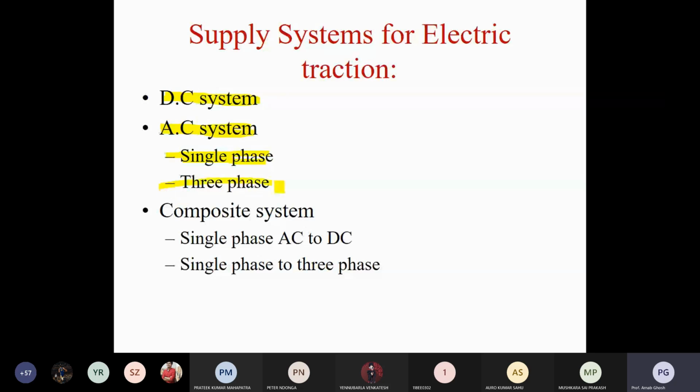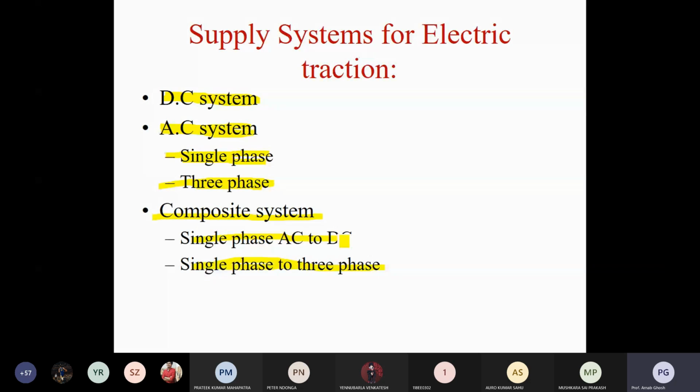Then three phase. In India I don't think three phase AC is there in the overhead connection, but we are using a three phase motor inside as a traction motor. If you are using an induction motor, then we are using a three phase motor. Then composite system: single phase AC to DC, then single phase to three phase.